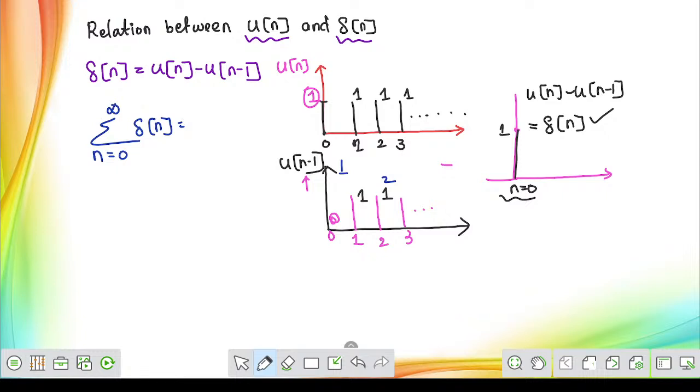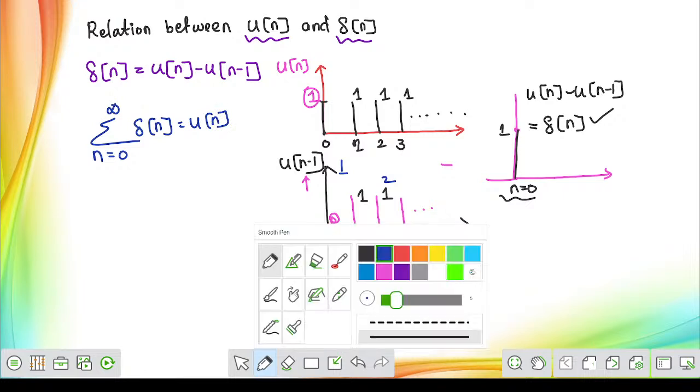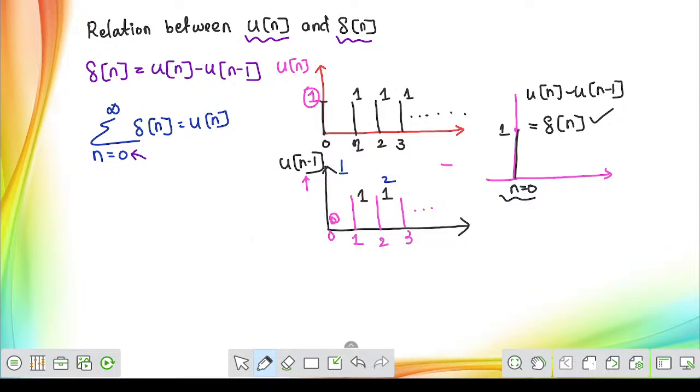So if you are representing the function del of n from 0 to infinity, what will be the value of the resultant answer? This will approach the step function u of n. This is called the impulse train. If an impulse function runs from 0 to infinity, its equivalent value will be u of n. That is another most important property, and of course we call it the impulse train in discrete domain.